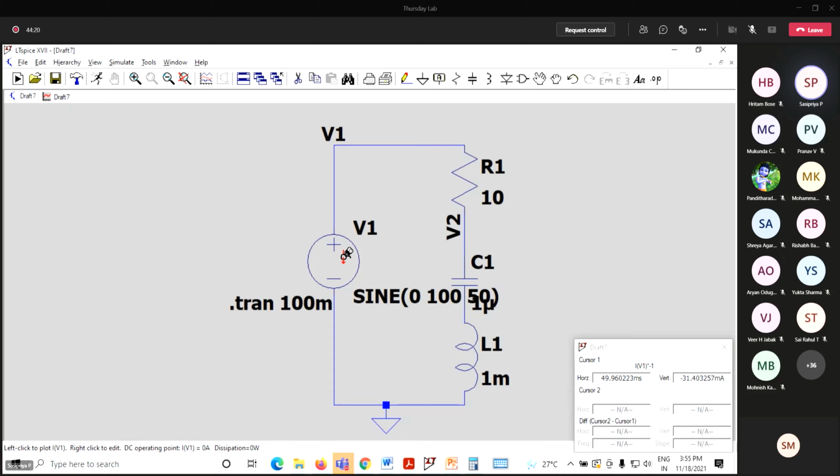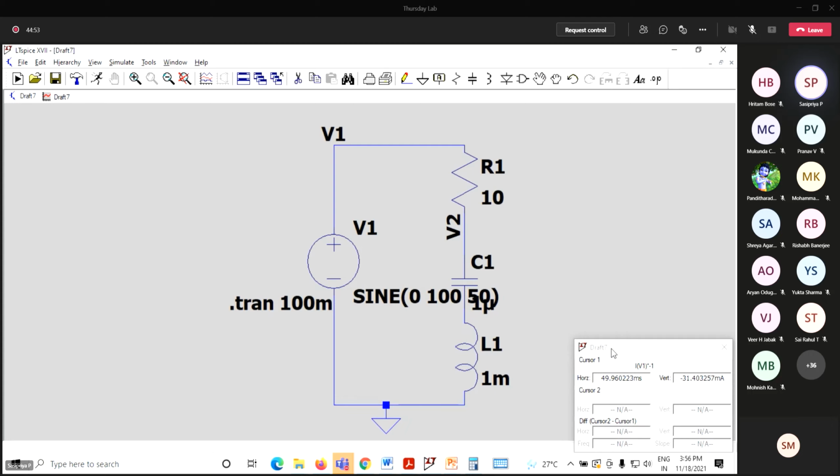Okay, so with this, today's experiment is over. For this experiment, I'll give Friday as the deadline. The title of the experiment is sinusoidal steady state response. You just give the broad title, and inside the objective you write: to study the steady state response of sinusoidal AC circuits. First circuit is series RL, second is series RC, third is series RLC. So include everything and upload.